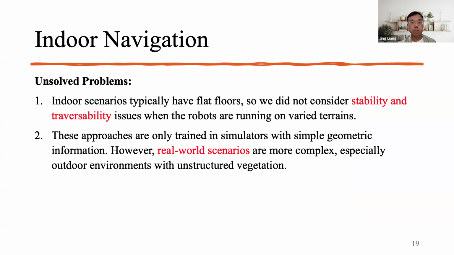But for indoor navigation, there are still unsolved problems. The first problem is that indoor scenarios typically have very flat floors, so we didn't consider stability and traversability issues when the robots are running on varied terrains, for example, in outdoor scenarios. The second problem is that these approaches are only trained in simulators with very simple geometric information. But real-world scenarios have more complex situations, especially outdoor environments with unstructured vegetation.